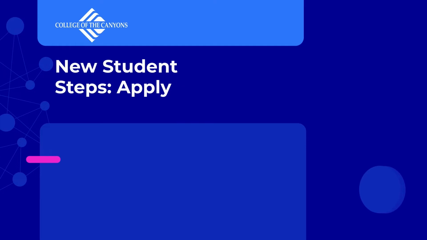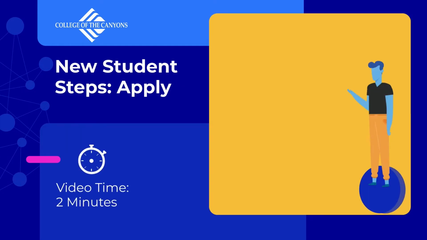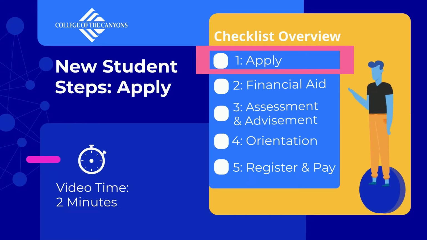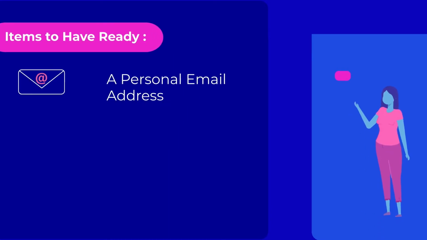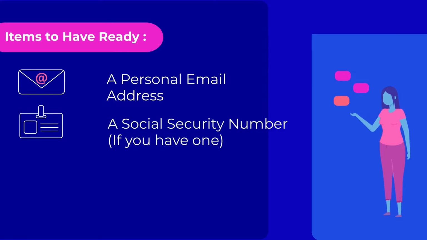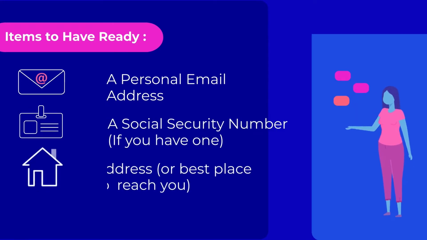In this video, we'll be conducting an overview of how to apply. To begin with, you're going to need a couple of items: a personal email address, your social security number if you have one, and an address that you can be reached at.